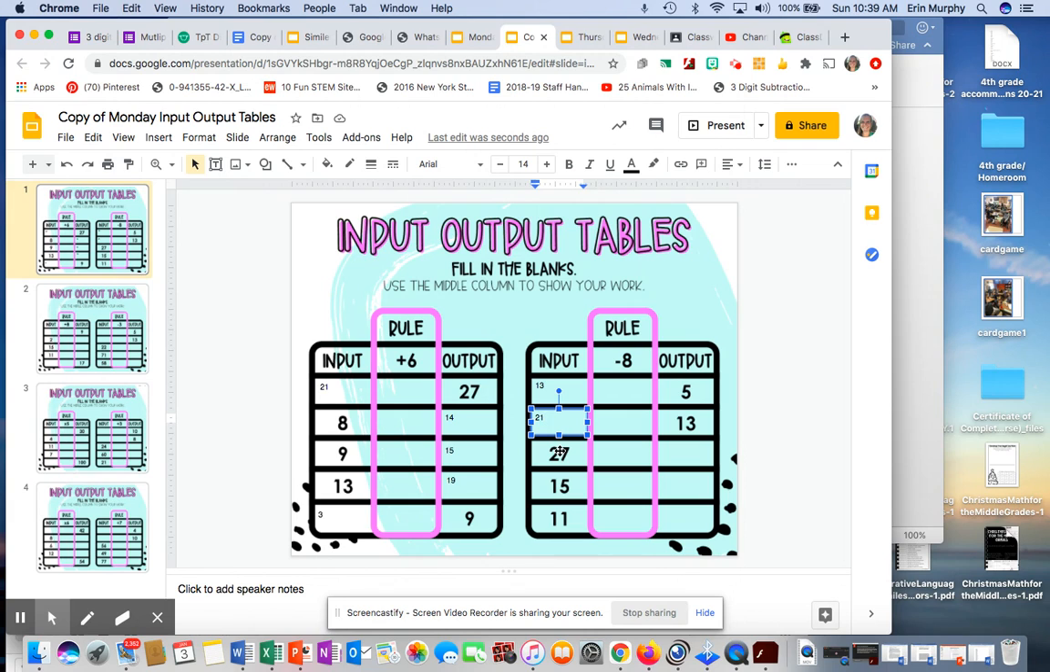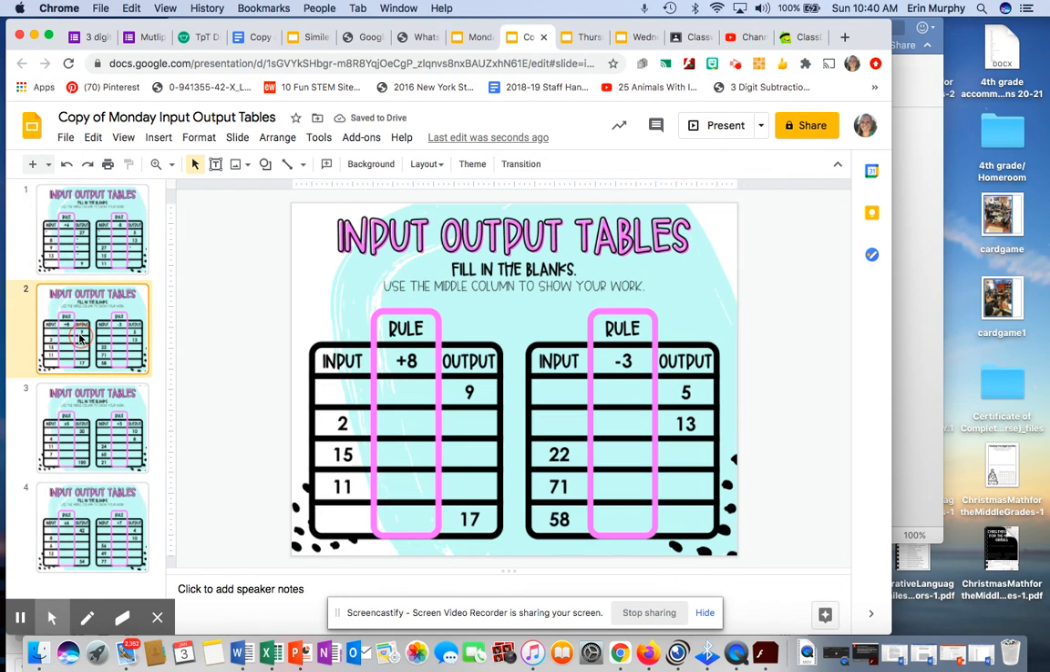This time, I know the input. Hallelujah. I have 27. I put a 27 in. Take away 8. 27 minus 8 would equal 19. Next one, I have 15. I do 15. Take away 8. So my 15 is my input. I take away 8. I get 7. I do 11. Take away 8. And I get 3. Okay, so that's the first table.